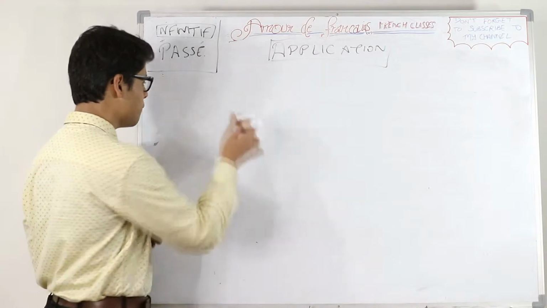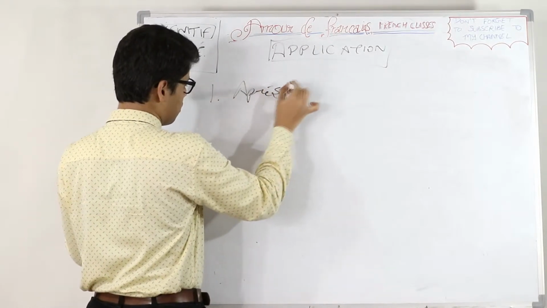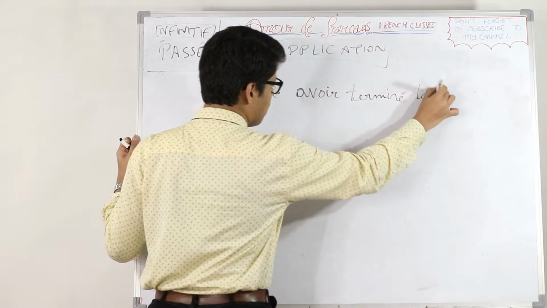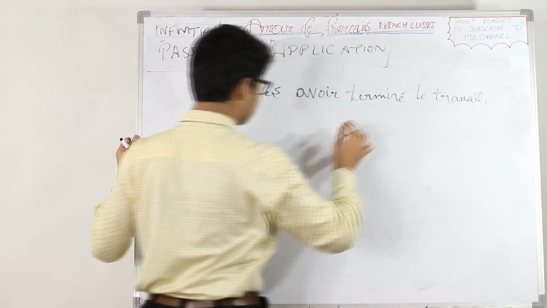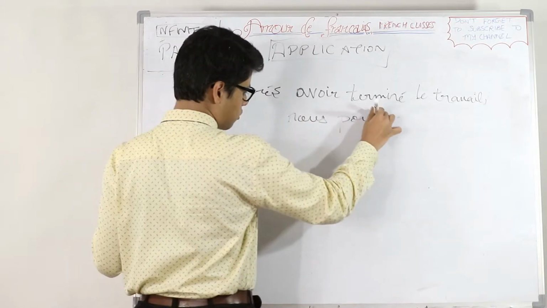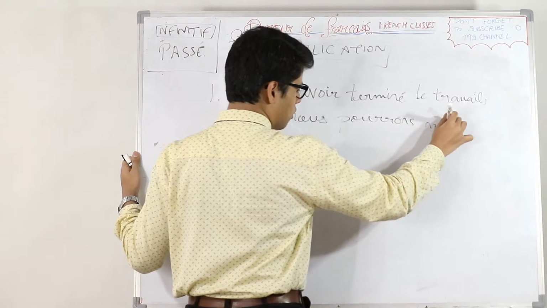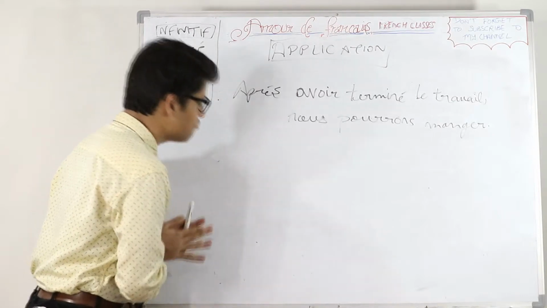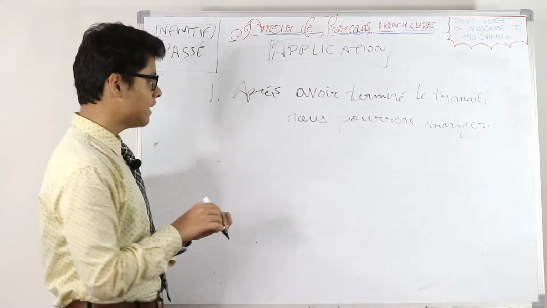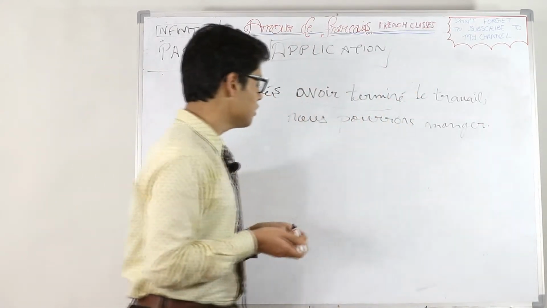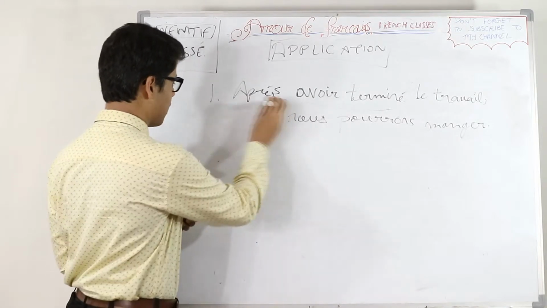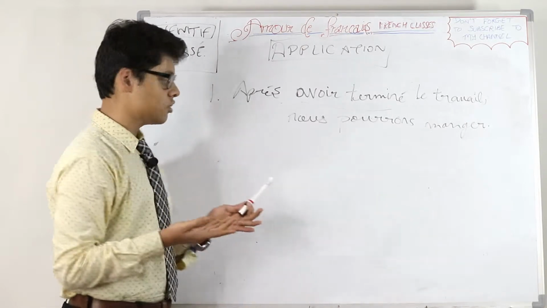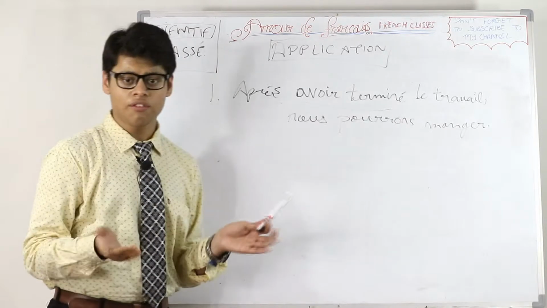So let's take a sentence for better understanding. Après avoir terminé le travail, nous pourrons manger. Okay, that would be better instead of using passé composé. Where is the infinitive passé? It's right here, avoir terminé. So après, after having finished the work, we can eat. Fair enough. And one more thing.